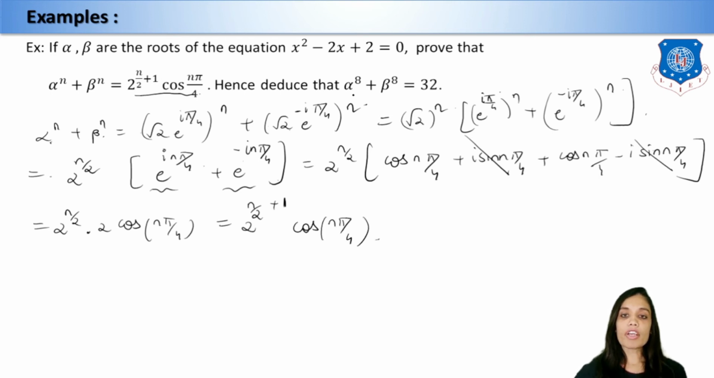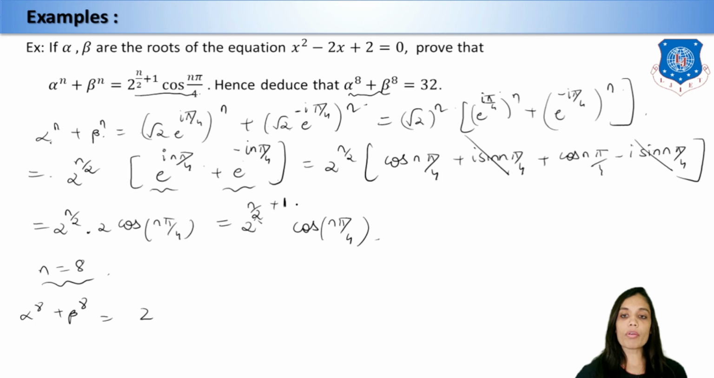Okay, now we have to obtain the value of alpha raised to 8 plus beta raised to 8. So in this result put n as 8. So you will get alpha raised to 8 plus beta raised to 8 as 2 raised to 8 by 2, right?